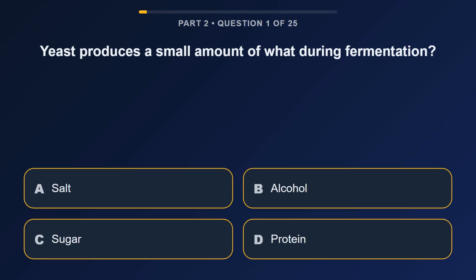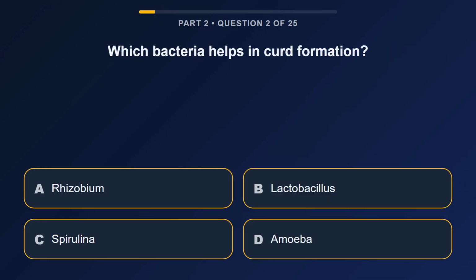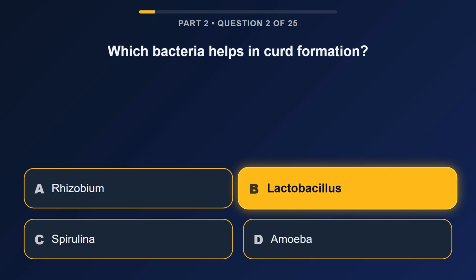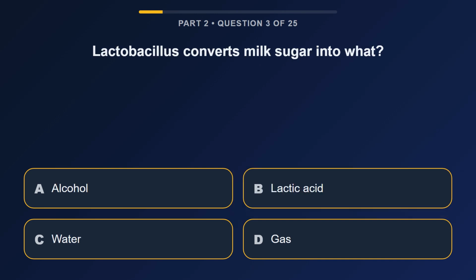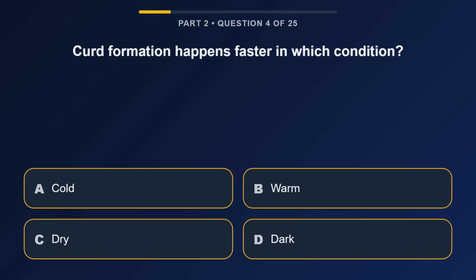Yeast produces a small amount of what during fermentation? Which bacteria helps in curd formation? Lactobacillus converts milk sugar into what? Curd formation happens faster in which condition?